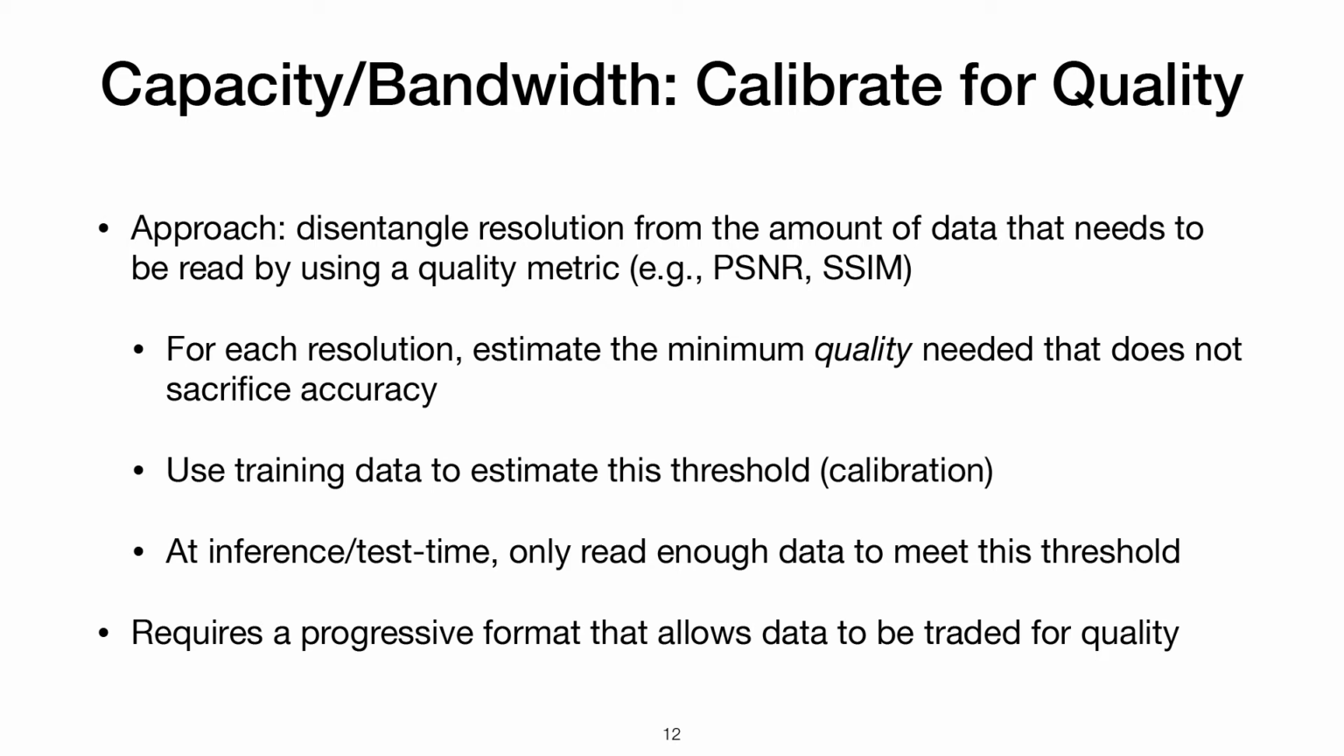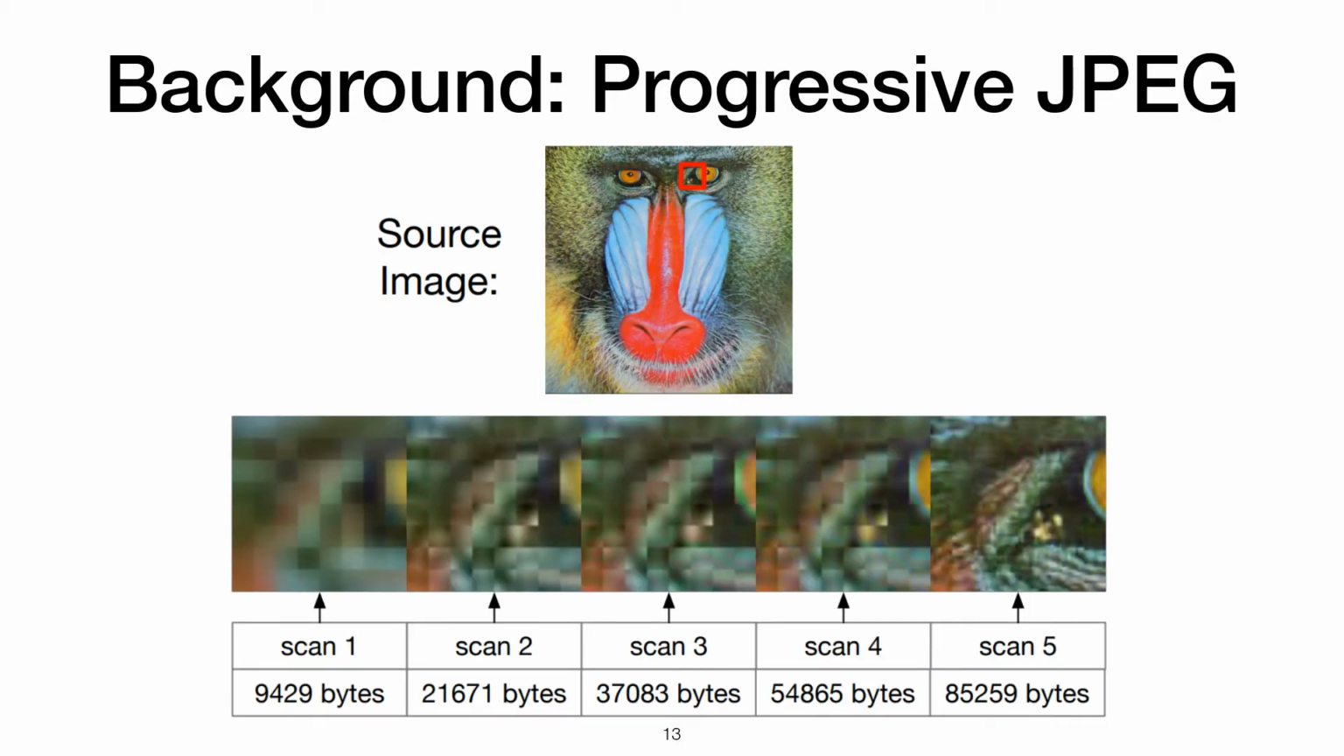And the only real requirement, in addition to a quality metric, is a progressive image format that allows image data to be traded for quality. Read more data and get a higher quality version, or read less data and get a lower quality version of the image. So one example of an image format that supports trading quality for data is progressive JPEG.